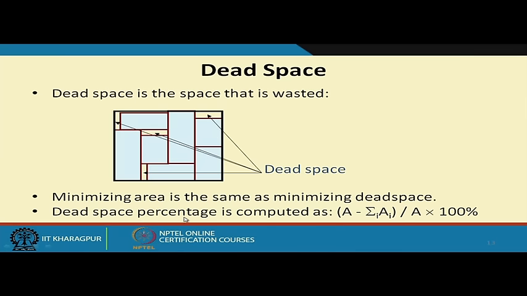percentage. Sometimes instead of area we can say that we want to minimize the dead space percentage. Reducing dead space percentage means you are reducing the area, it means the same. Okay. So, the problems are similar.